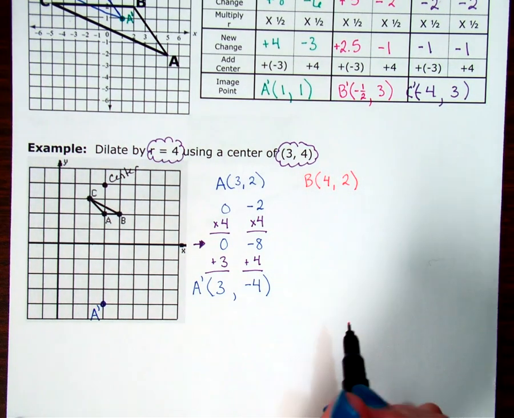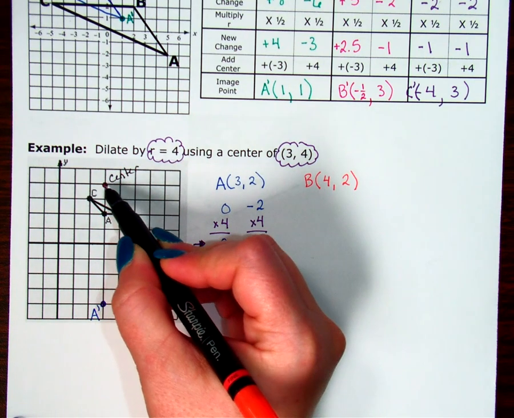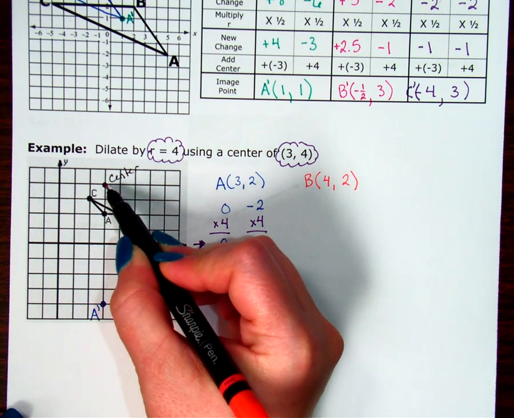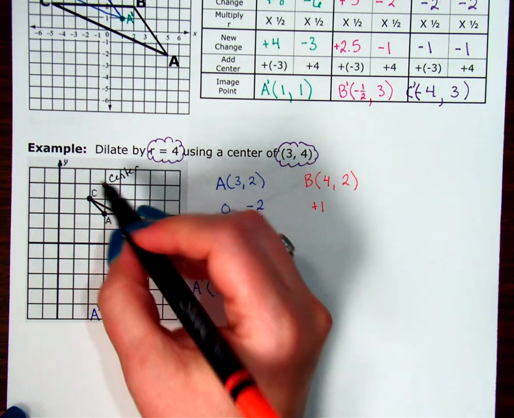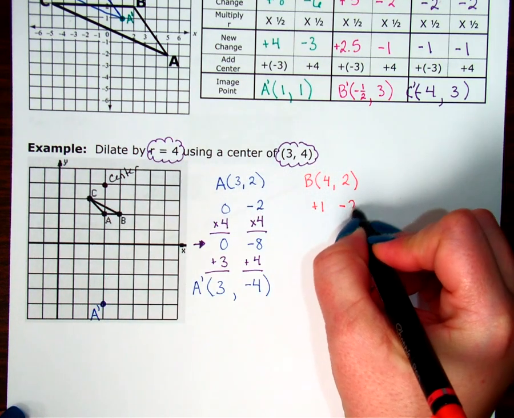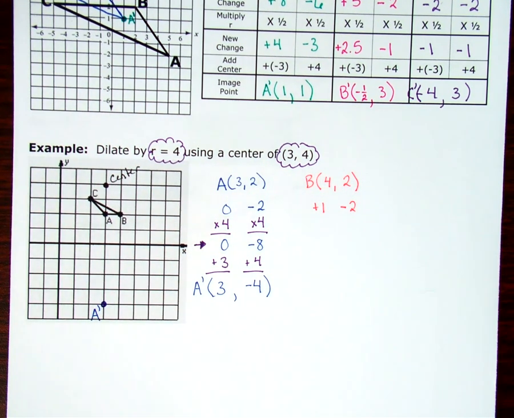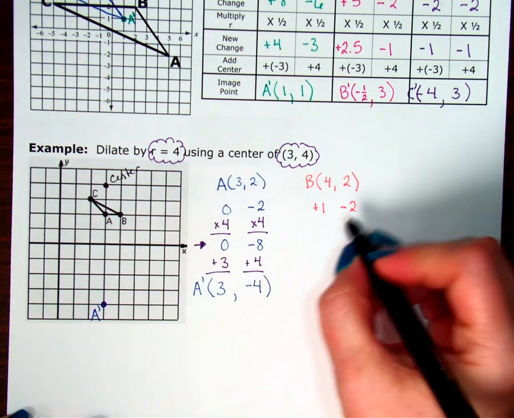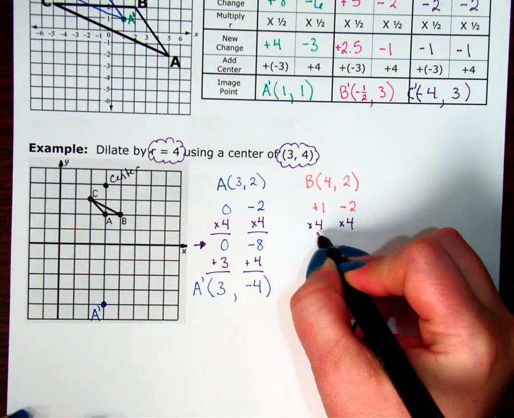Then I want to figure out how I'm changing left and right to get to B, and how I'm changing up and down to get to B. So I'm traveling to the right 1, so that's an increase of 1. And then I'm going down 1, 2, so that's minus 2. So I've got my x change and my y change. Then I'm going to multiply the change by the scale factor, which is 4.